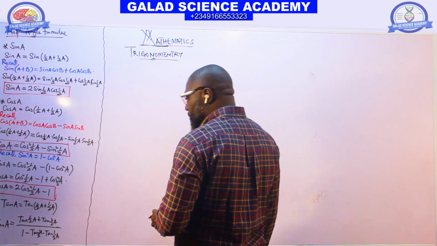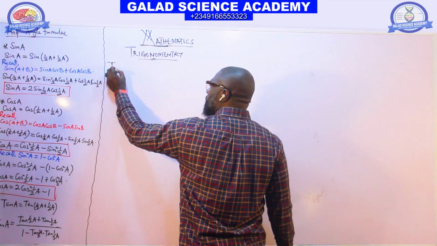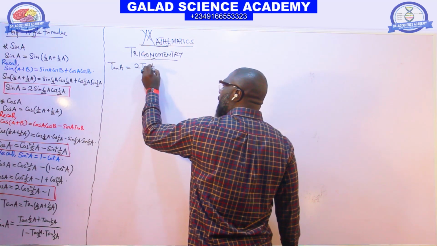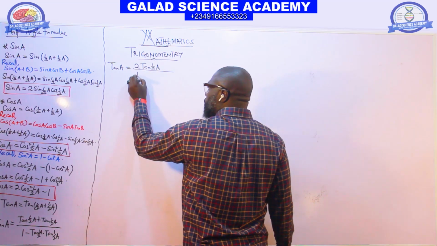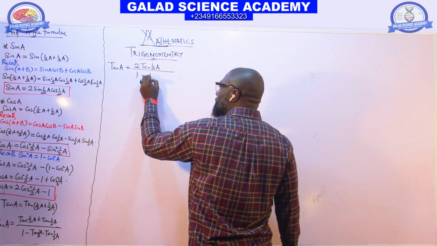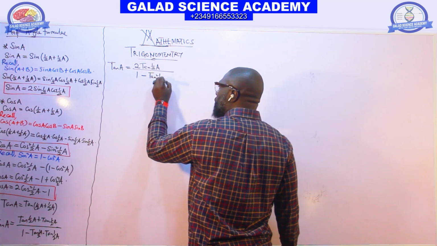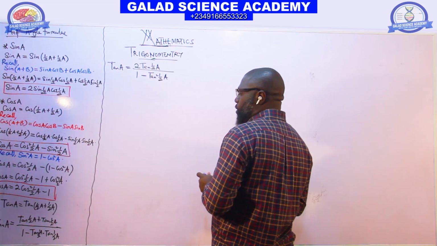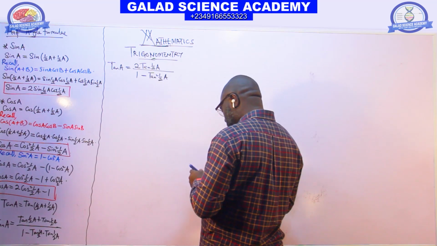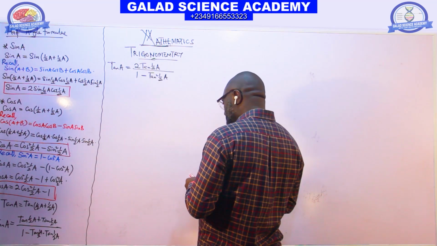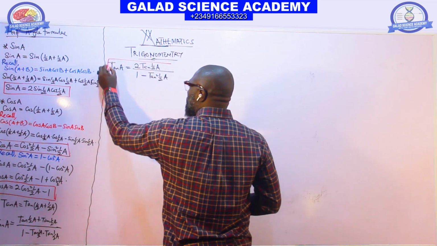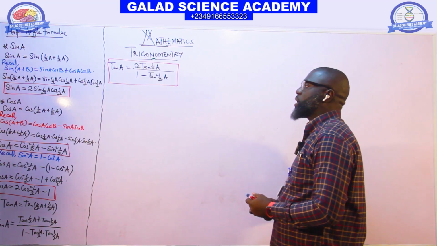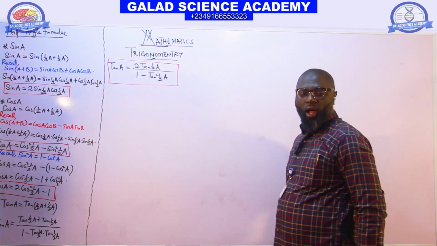So this will now give us tan A will be equal to 2 tan half angle of A over 1 minus tan square half angle of A. This is the formula for tan half angle. So here is the formula for tan half angle.